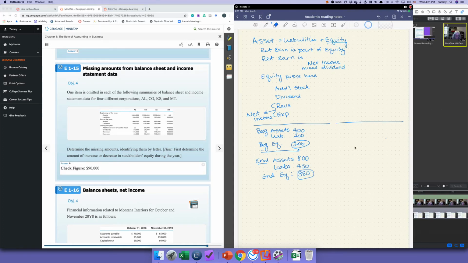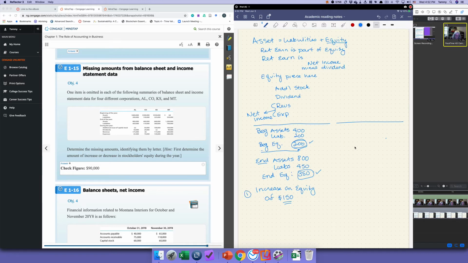So this means that between the beginning of the year when we had 200,000 in stockholders' equity, and at the end of the year we had $350,000 in stockholders' equity, right? So we have an increase in equity of $150,000. That's the key. Got to figure out the increase or the difference, right? So that's step 1. Figure out the difference.